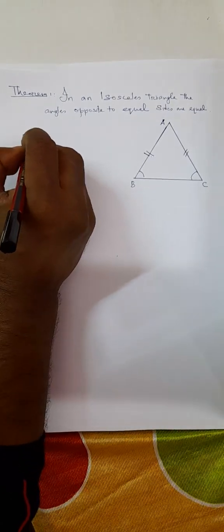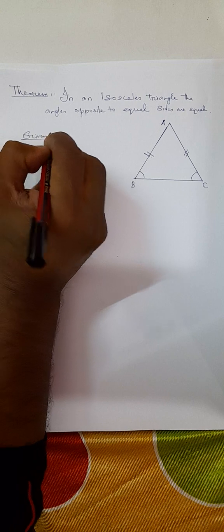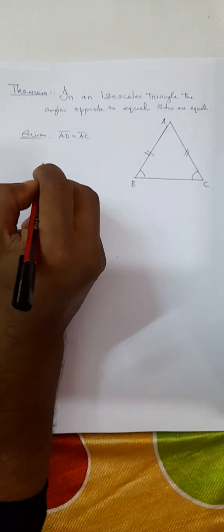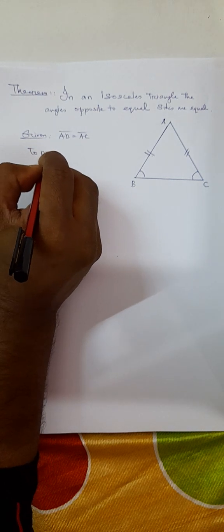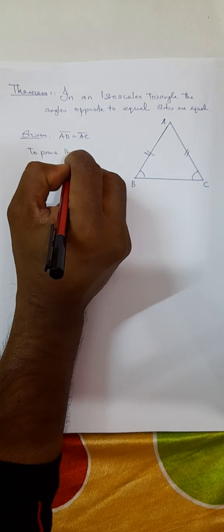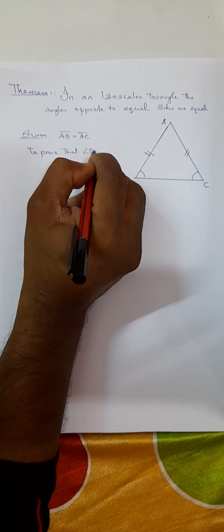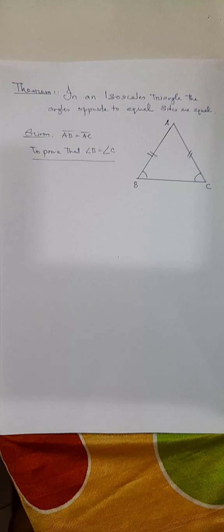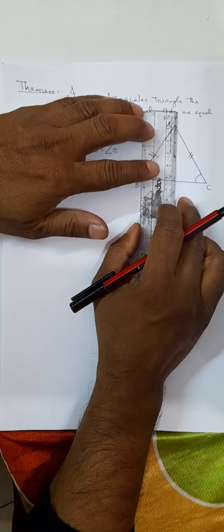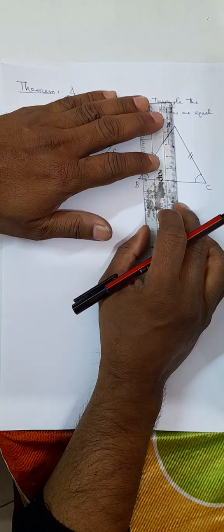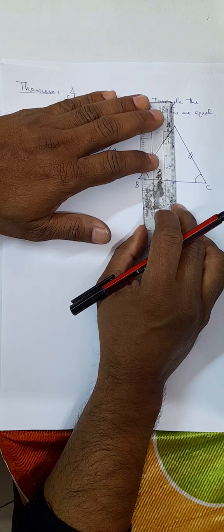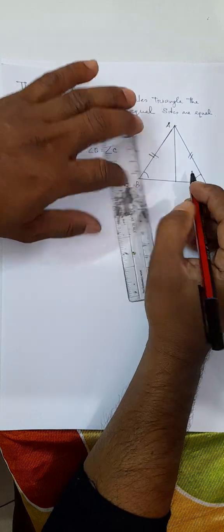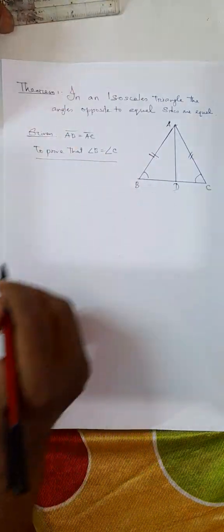So we were given AB equal to AC. To prove that angle B equal to angle C, right? Now to prove this, we will draw a construction here. Let us join the median from the vertex A. Let's say this is the median on BC from the vertex A, right?